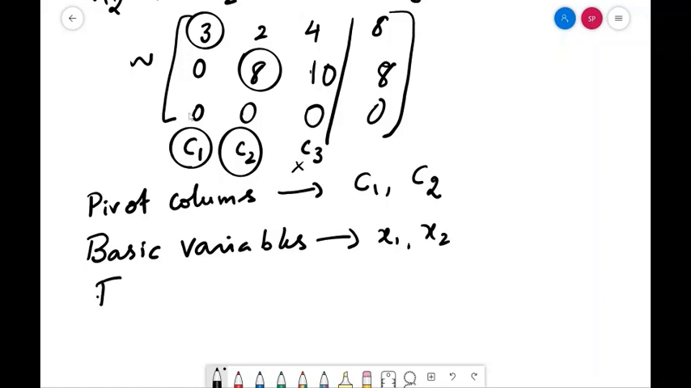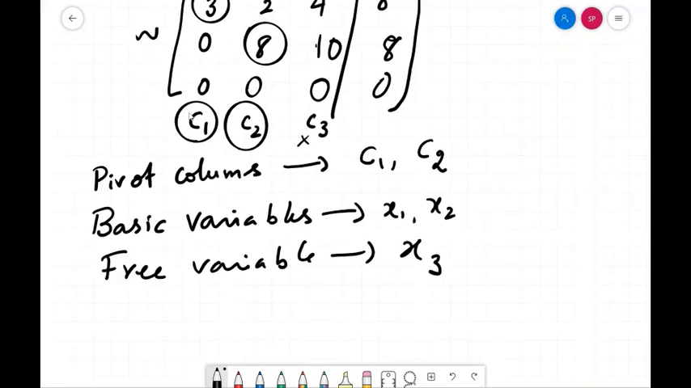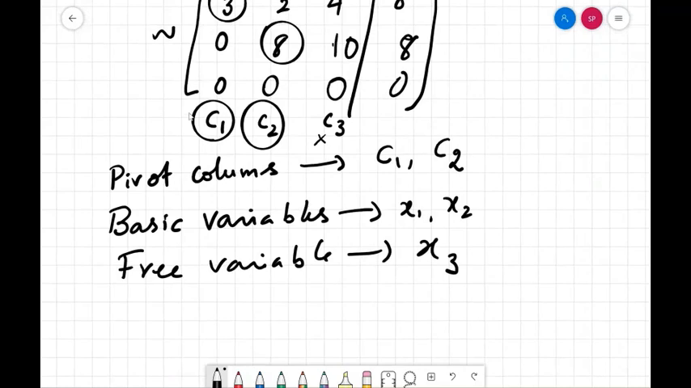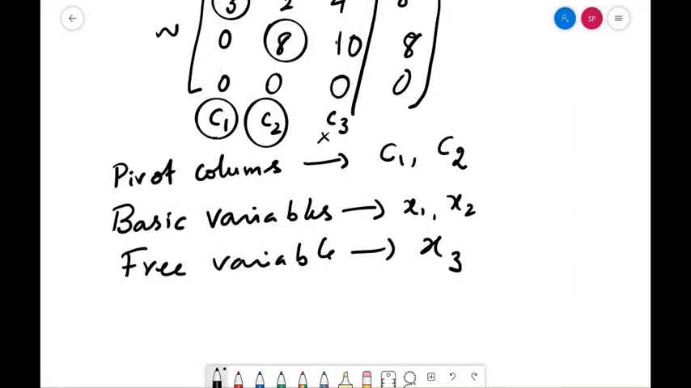That I call as a free variable. So here I have x3 as the free variable. Now how do these basic variables and free variables decide the solutions of the system? Right. Now let us consider this echelon form, and rewrite the equations again from it.